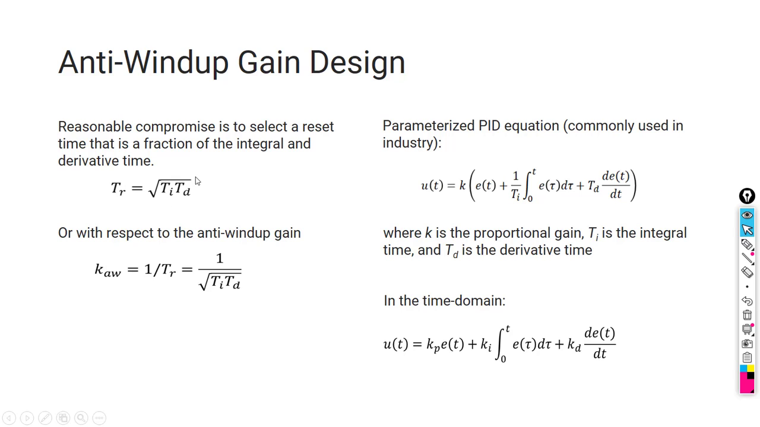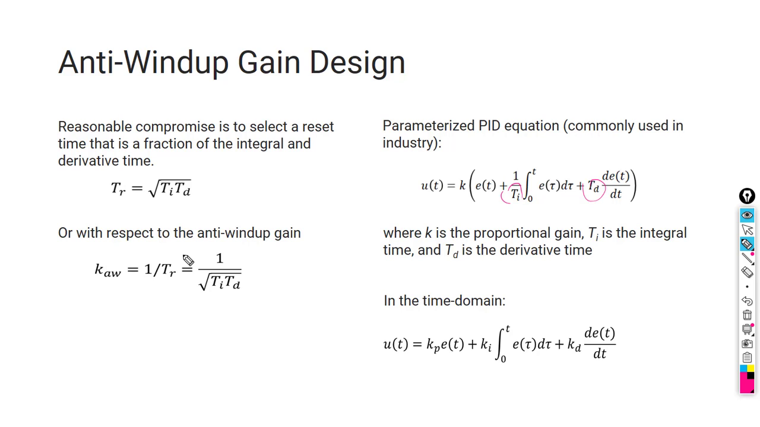As an approximation, a reasonable compromise is to select a reset time that is a fraction of the integral and the derivative time, which you already computed for your PID controller. Then TR is halfway between them: TR equals the square root of TI times TD. Then K anti-windup equals 1 over TR.